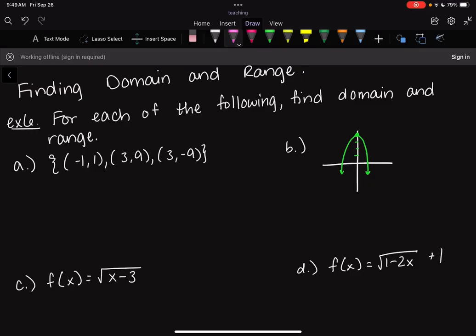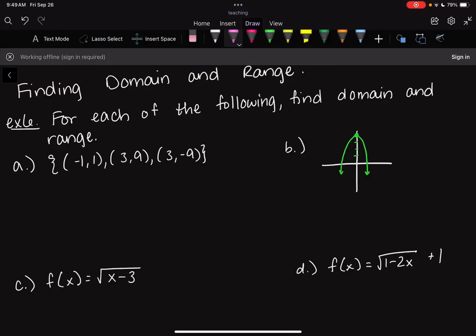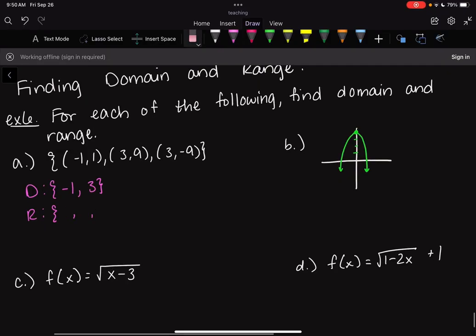So for A, whenever it's written as a set, I actually kind of already talked about this. You just write down your domain, which is literally just your x points. So our only x values are negative 1 and 3. And then my range is just my y values. So I get 1, 9, negative 9. Now I don't really mind if you don't write them in order, but it is nice if we put them in order.